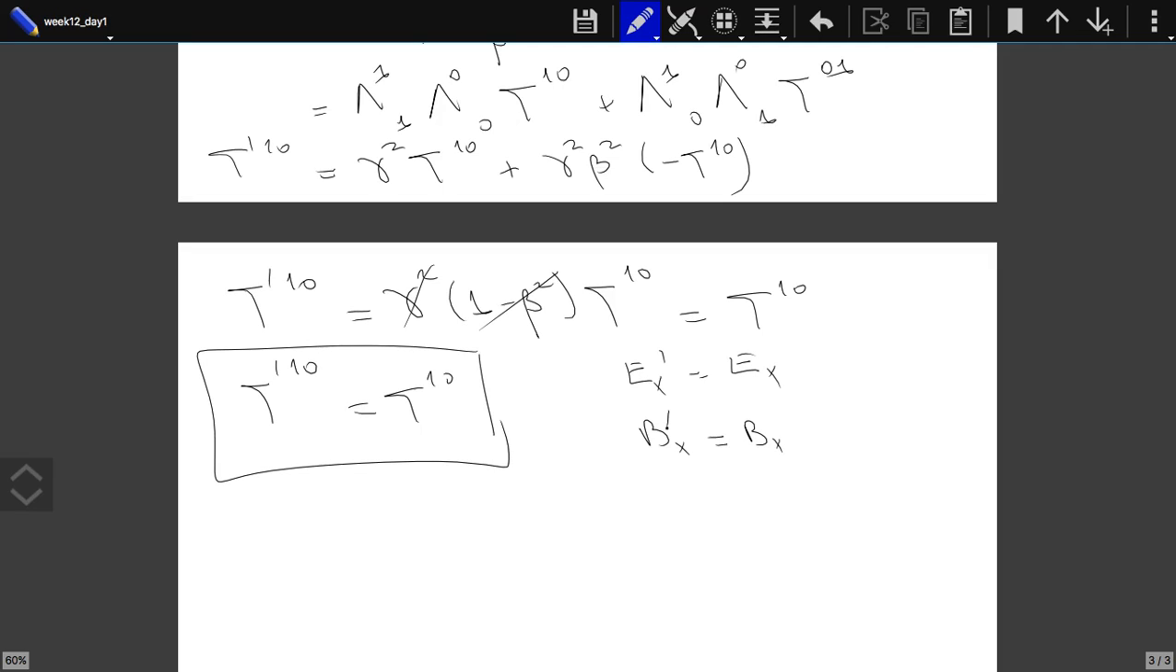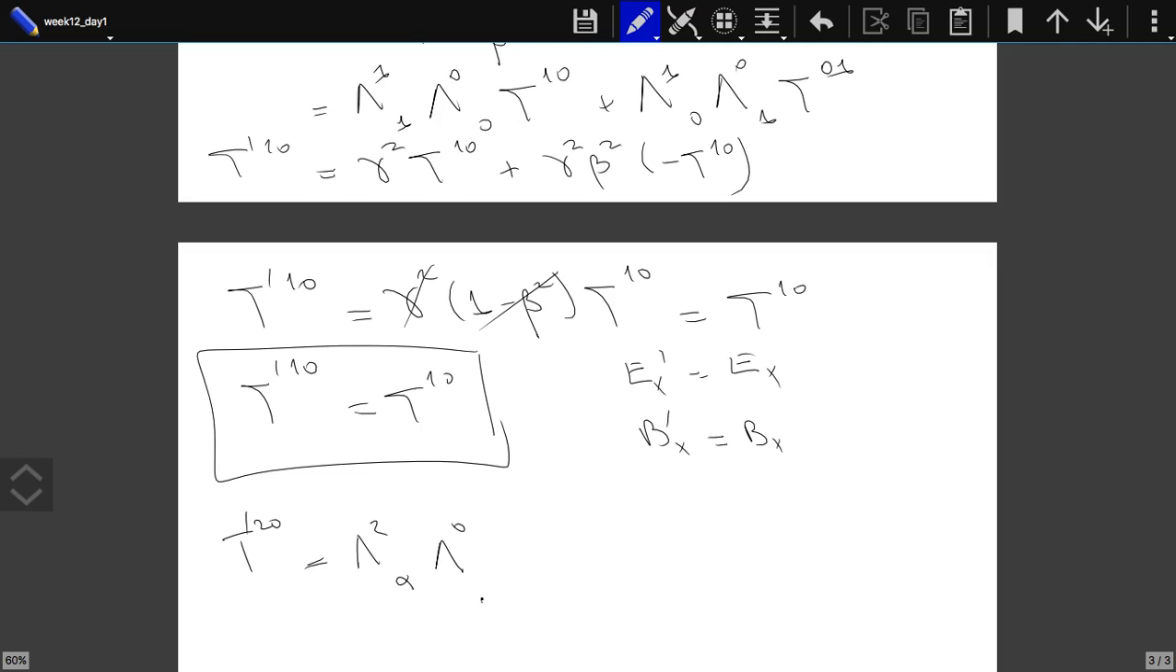So I can identify T10 with either the x component of the electric field or the x component of the magnetic field, for example. Now let's look at the T20 component. How does it change as I go from one reference frame to the other one?